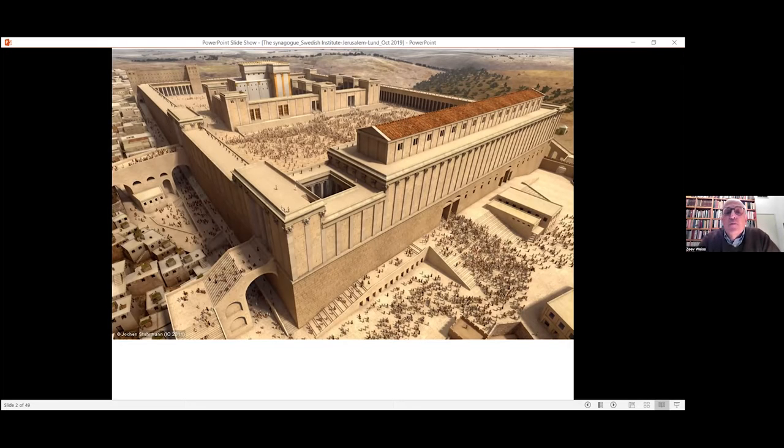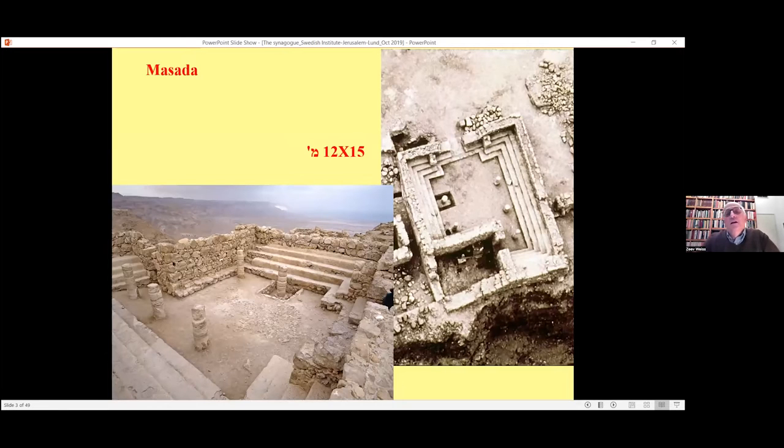The first indication of the existence of such an institution comes from the diaspora, from Egypt, from the late third century BCE or second century BCE. In ancient Palestine, today Israel, the first example of such an institution is known from the second half of the first century BCE and mainly in the first century CE. I'm talking about archaeological evidence. One of the first buildings to be identified as a synagogue was excavated already in 1960 at Masada.